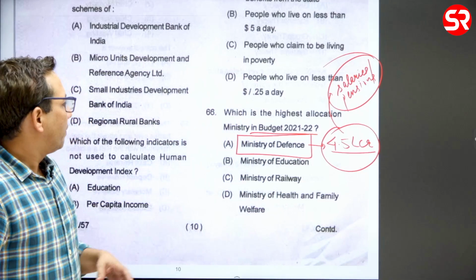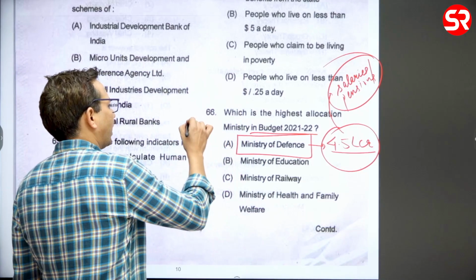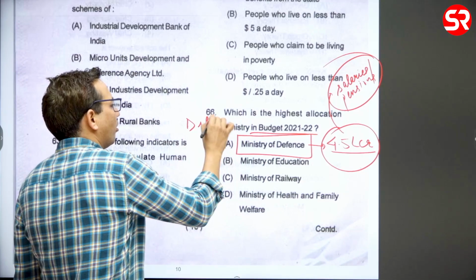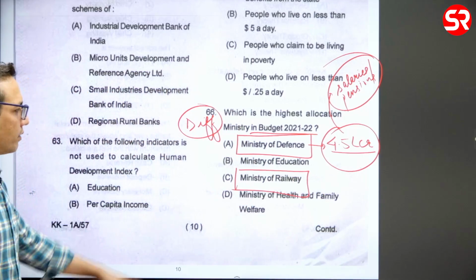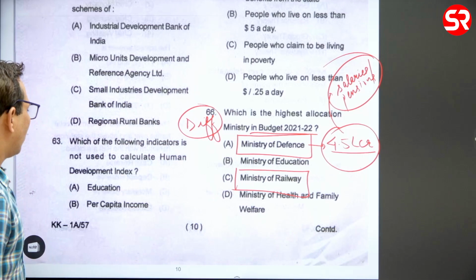So a lot of defense expenditure is non-development expenditure. All right. But anyways, this question was of high difficulty level because most of us would be attempting Ministry of Railways. All right. But the answer is Ministry of Defense. All right.